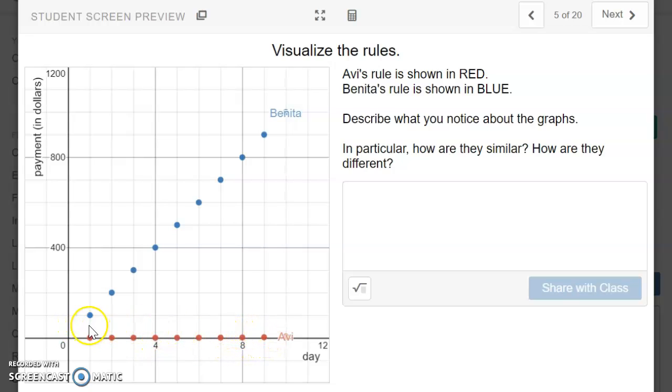How are they different? Benita's, the blue one, seems to be increasing quite a bit, whereas Avi's is really not increasing very much at all. It's all just very close to zero. So that might be what I just say for now.